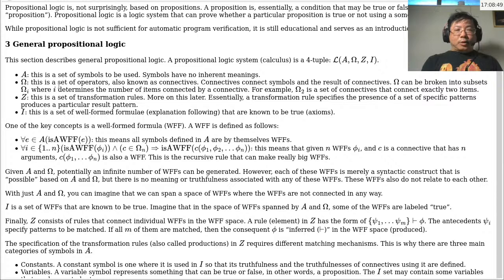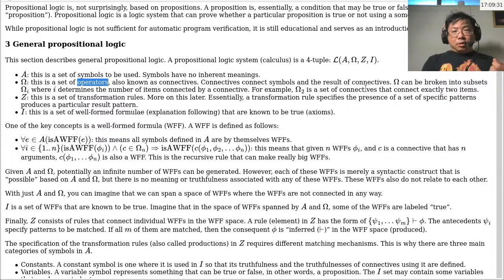Omega is defining what we call connectives. If you look up propositional logic, omega is a set of what they call connectives, which in the context of Boolean logic translate to Boolean operators. Now, you can also have subsets within omega. Within the subset omega i, where i is just a natural number, it determines the number of items connected by a particular connective. So omega 2 is going to be the set of connectives that require two operands, two values.